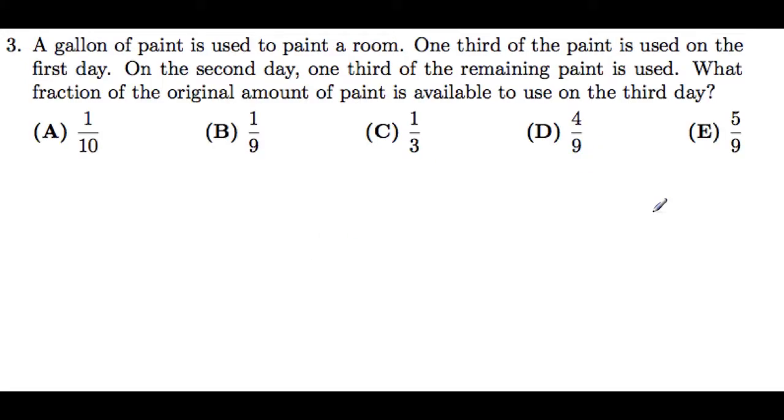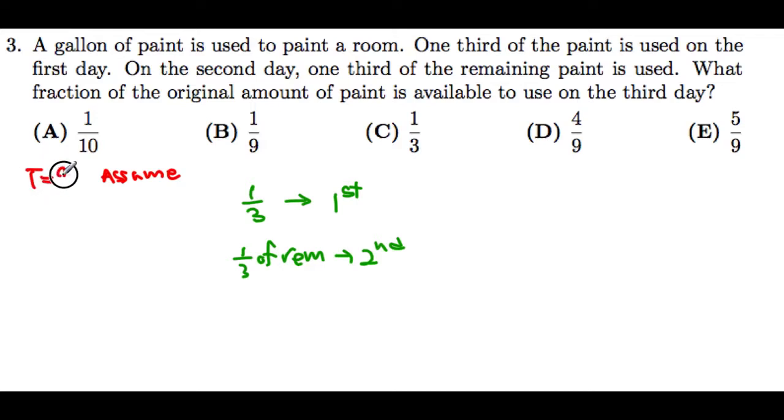A gallon of paint is used to paint the room. 1/3 of the paint is used on the first day. Now, on the second day, 1/3 of the remaining was used. Now, how are we going to calculate this one? One easy way for us to think about it is to look at the denominators. We have 3 and then 3. So what if we assume a multiple of 3, such as maybe 9? The total would be 9.